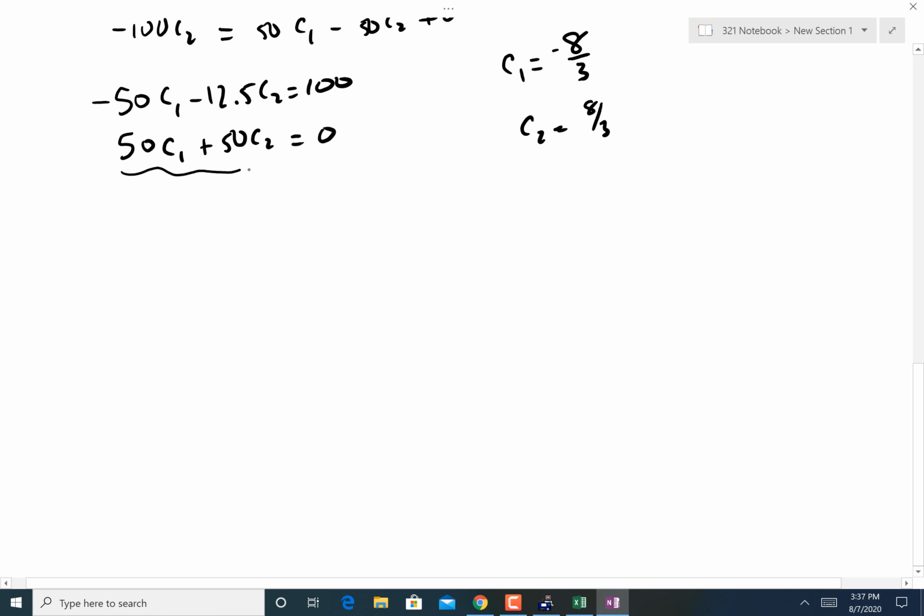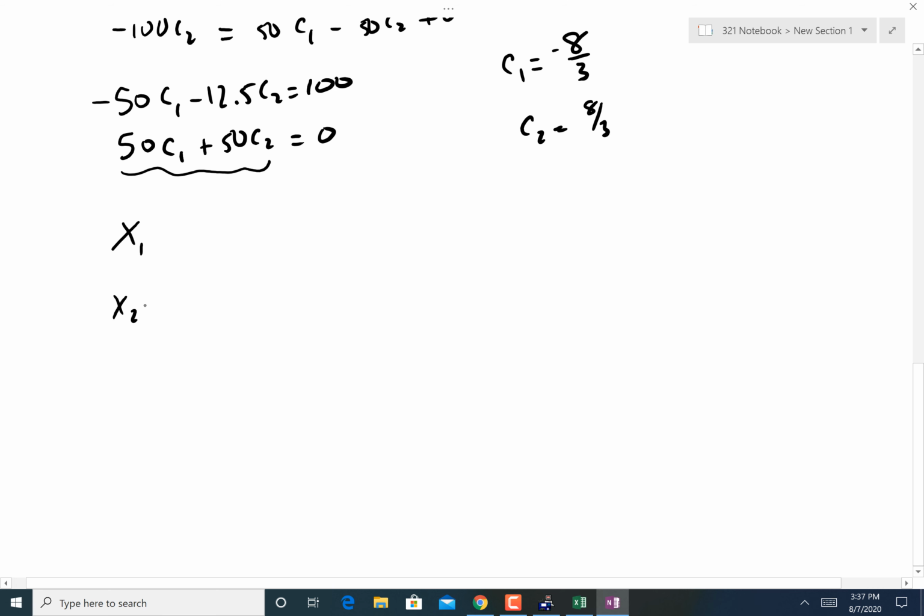Check it out. If you solve this equation right here, you know that C1 is going to equal negative C2. Therefore, there is no way they can be anything other than what they are, like in this case, the 8/3 and negative 8/3. You see that? So the fact that the book has the same-sign answers, not cool.